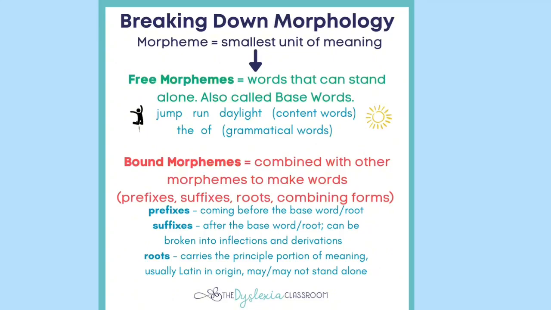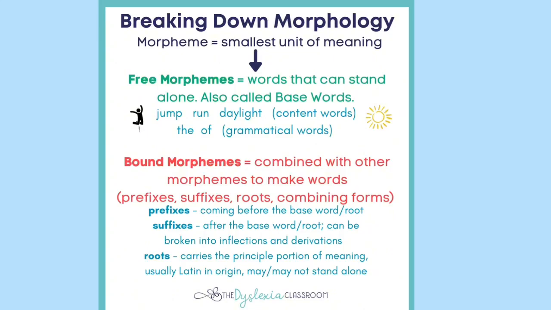Now let us break down the morphology. Morpheme is the smallest unit of meaning. Free morphemes, words that can stand alone, also called base words, like jump, run, daylight, the, of. These can stand alone. Bound morphemes combine with other morphemes to make a word. So it can be prefix, suffix, roots, combining forms. Prefixes come before the base word or root. Suffixes come after the base word or the root and can be broken into inflections and derivations.